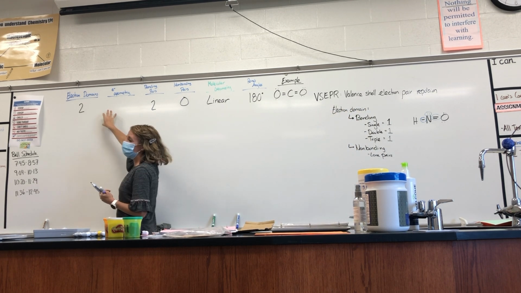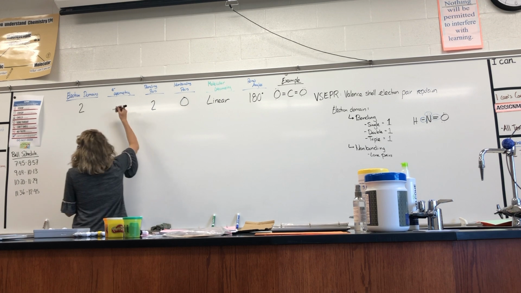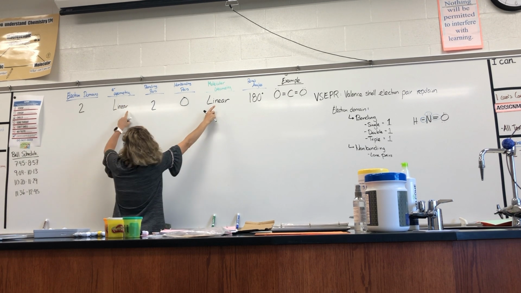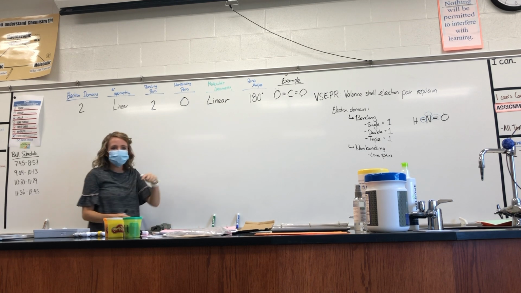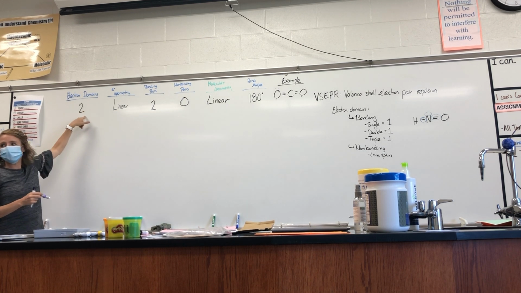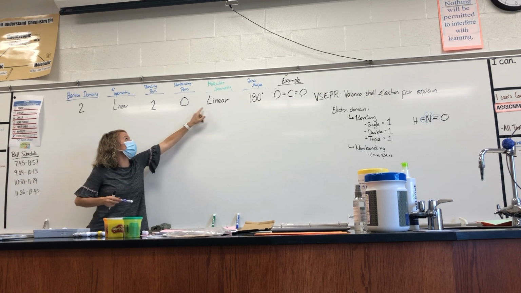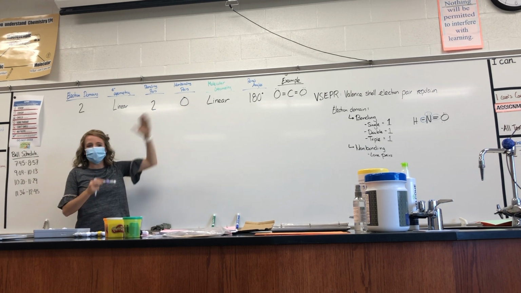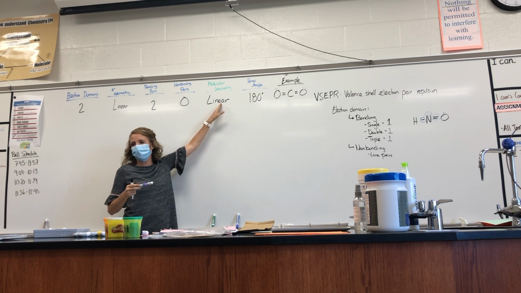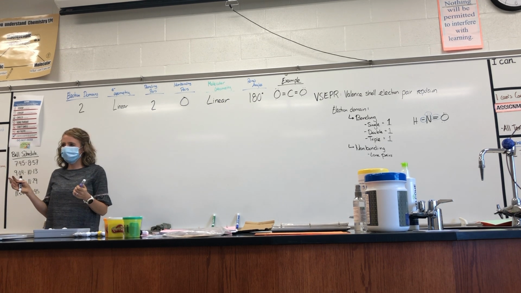The electron domain geometry is also linear. This and this will often be the same. This is only referring to the total number though. This one takes into account when it gets broken down into non-bonding. Once again, this is the main one we care about though. So, okay, questions on that one so far?